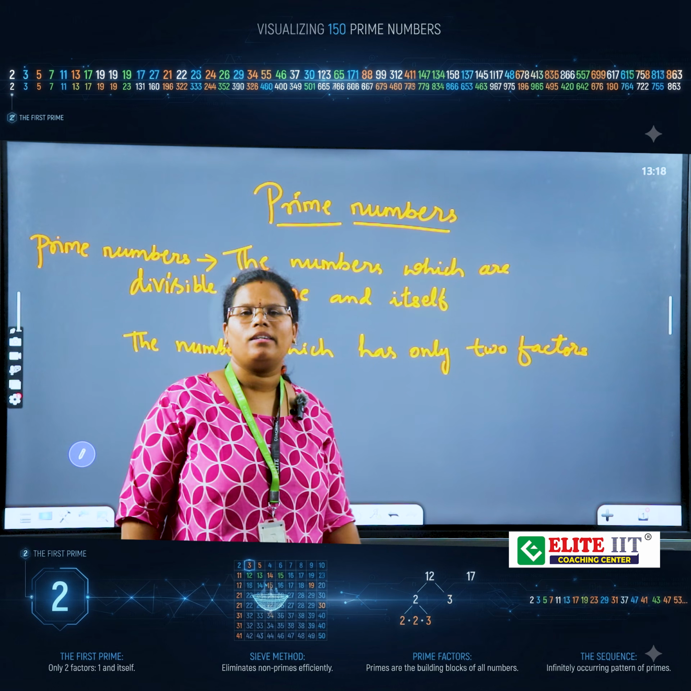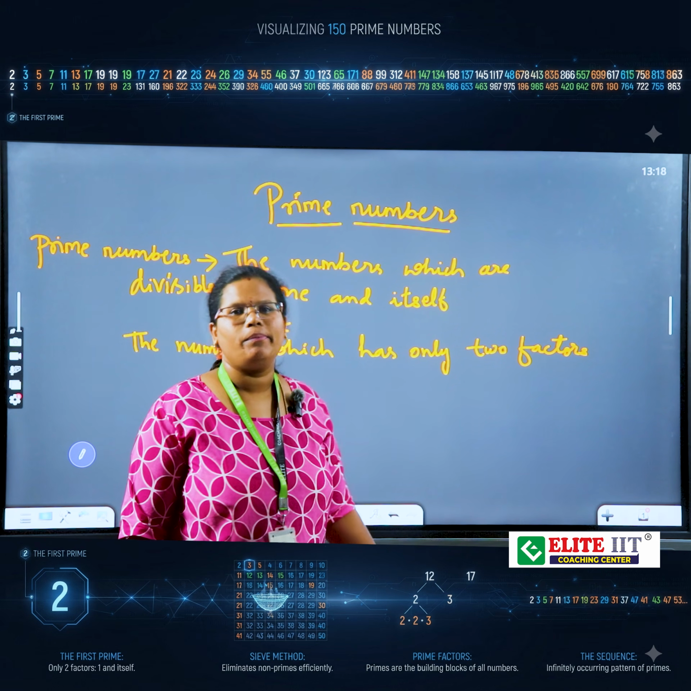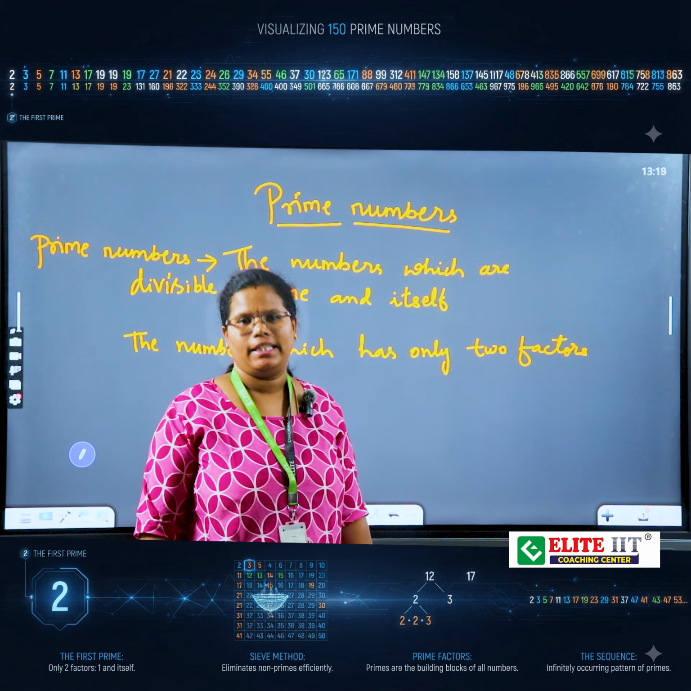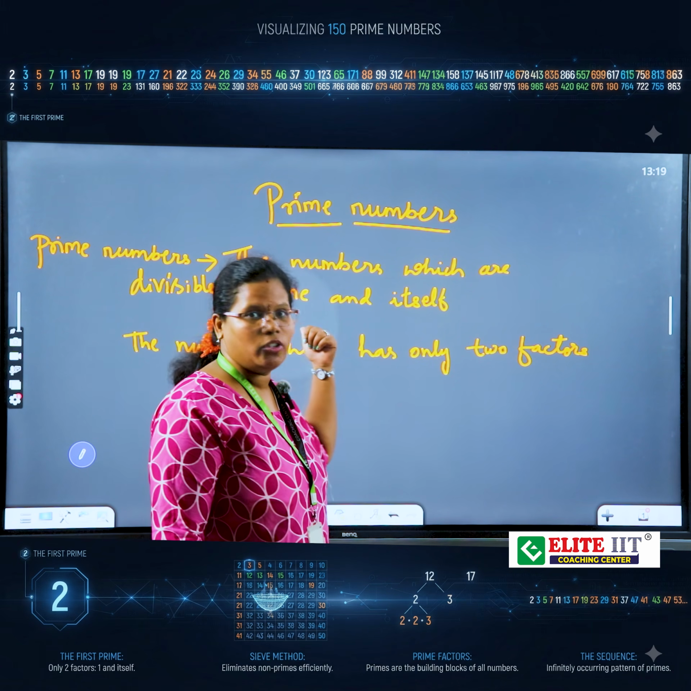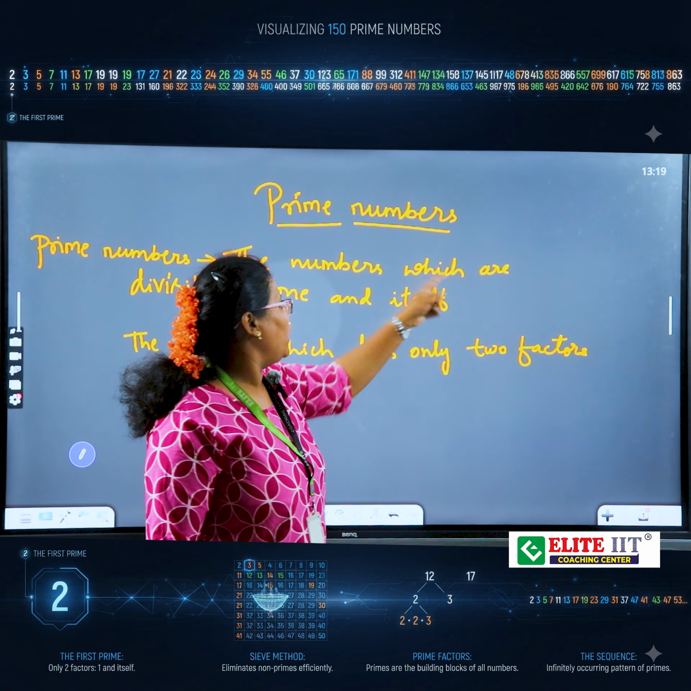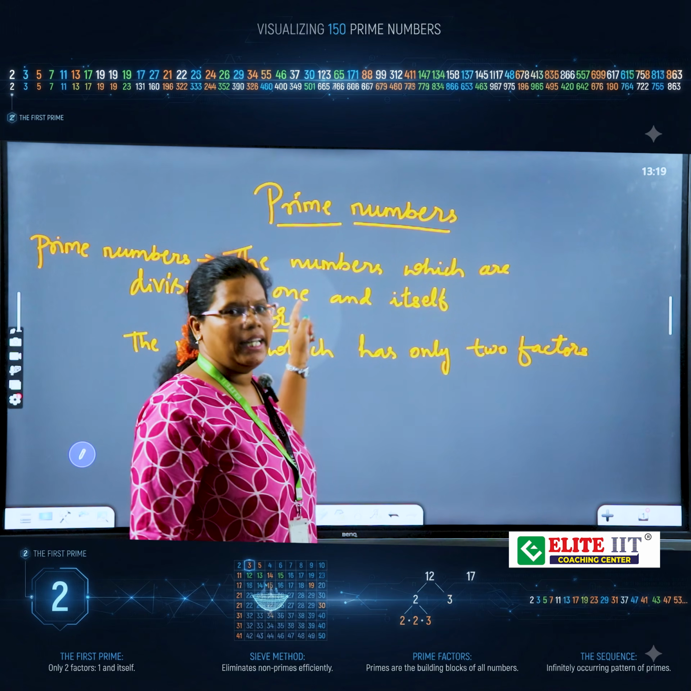Yes, today we'll see something about prime numbers. So what are prime numbers? Prime numbers are nothing but the numbers which are divisible by itself and by 1. The definition I have written on the board, let us go with that. Prime numbers are the numbers which are divisible by 1 and itself.